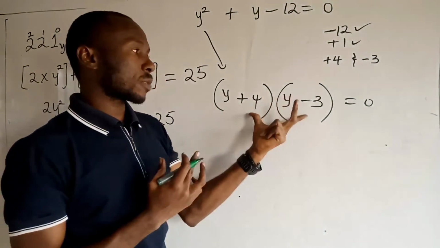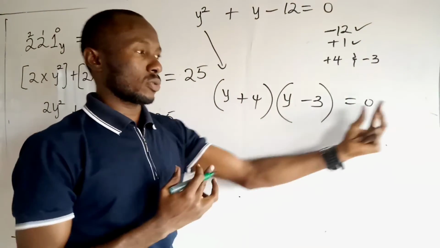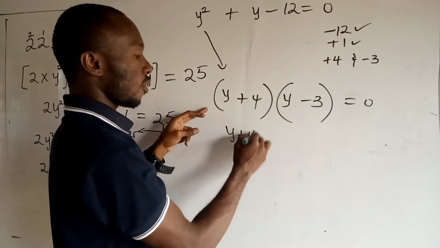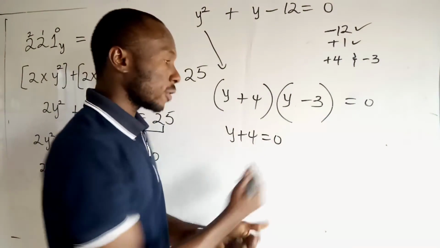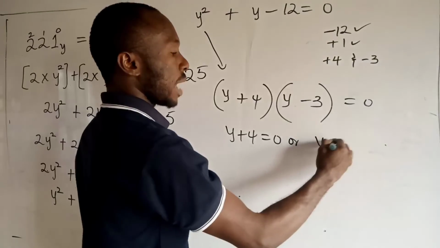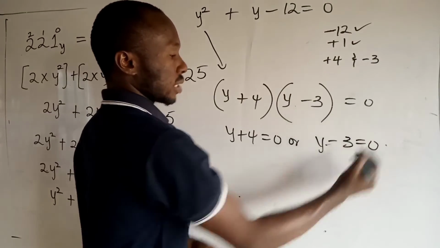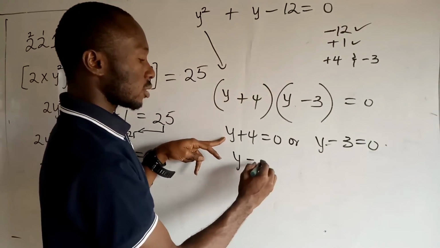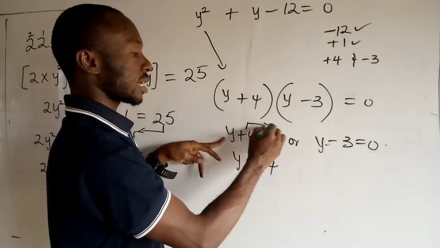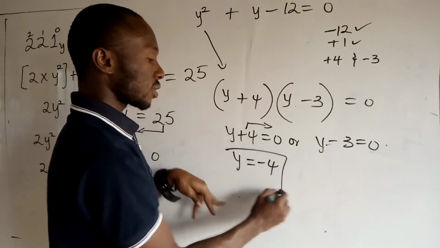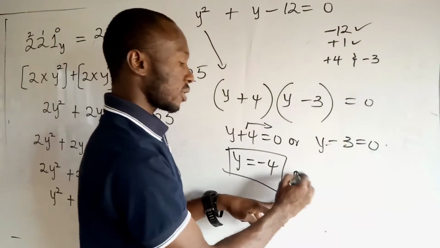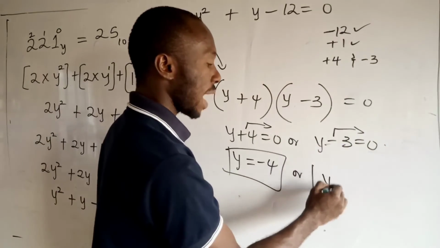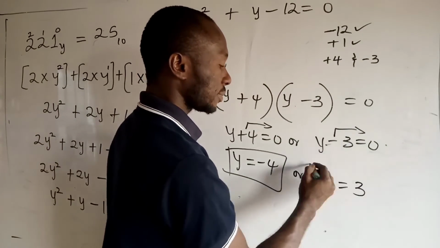Okay, so at this point, these guys are a product of each other to 0. So I'm going to equate each of these guys to 0. So I have y plus 4 is equal to 0. Or you say y minus 3 is equal to 0. Of course, you can get the value of y from this point. You can say y is equal to minus 4. When you take this guy to this side, it becomes negative 4. That's the first value for y. And secondly, when you take this guy to this side, it becomes positive 3. So you have y is equal to 3.